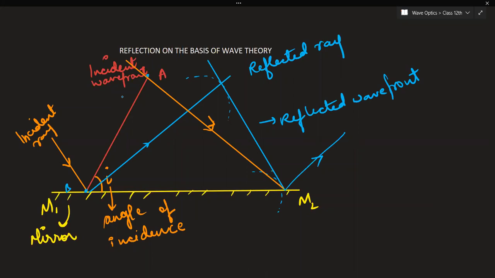And yes, class, one more thing. This will become the angle of reflection. This is the reflected wavefront. This was the incident wavefront. So this angle r becomes the angle of reflection. All right, I think I've mentioned all the points.